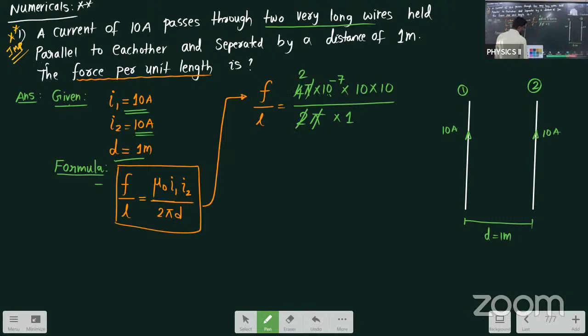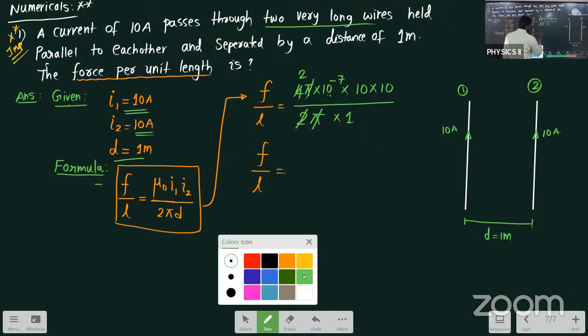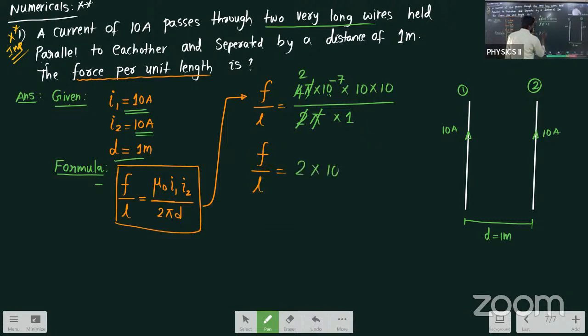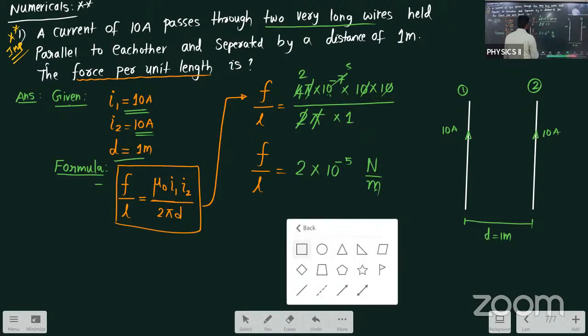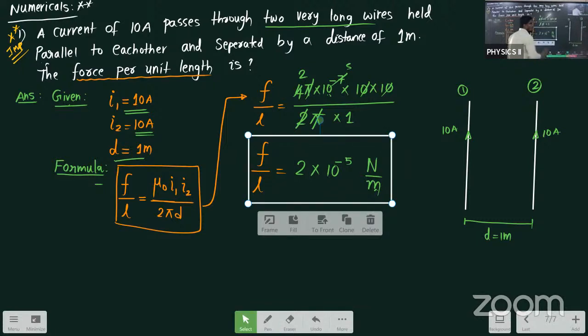So what will be our final answer? Force per unit length is equal to 2 into 10 power 2 from the two zeros, and cancelling against the 10 power minus 7, it becomes 2 into 10 power minus 5. The unit of force is Newton and the unit of length is meter. So by this we end this numerical: the force acting per unit length of two wires which are held parallel to each other.